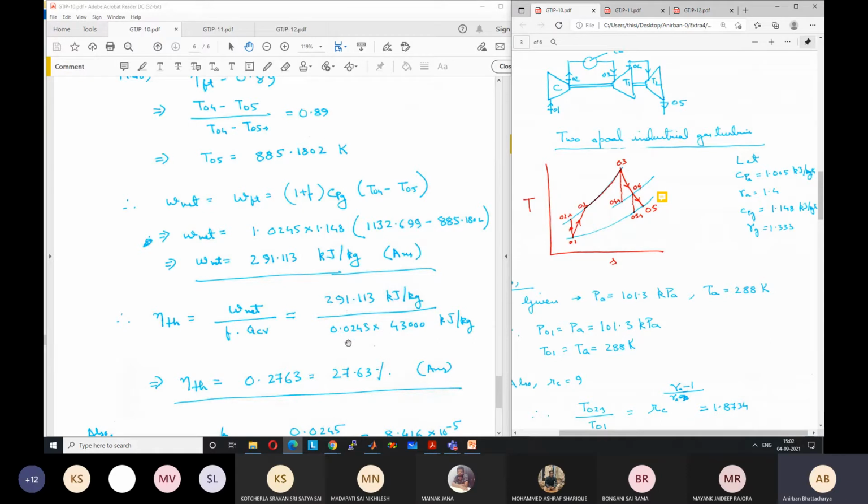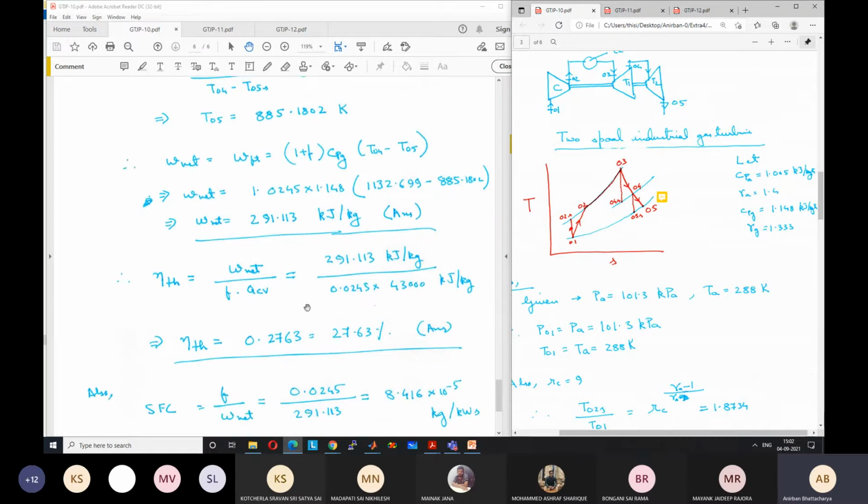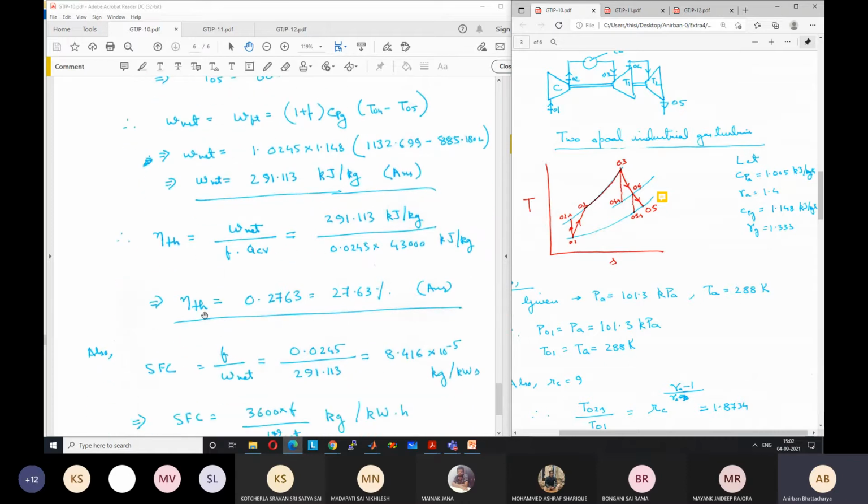So 291.113 divided by 0.0245 into 43,000 kilojoule per kg, it was given. So we find that this is equal to 27.63. It is actually quite less from an ideal cycle. But for an ideal cycle, what will be the value? Can somebody calculate quickly and tell me what will be the value of thermal efficiency for an ideal cycle?